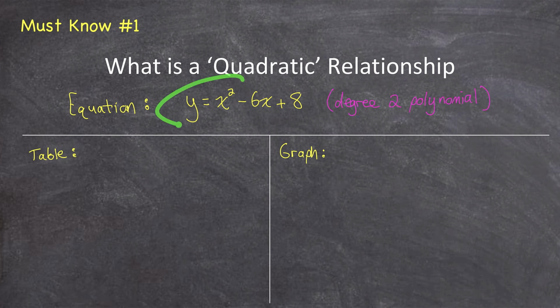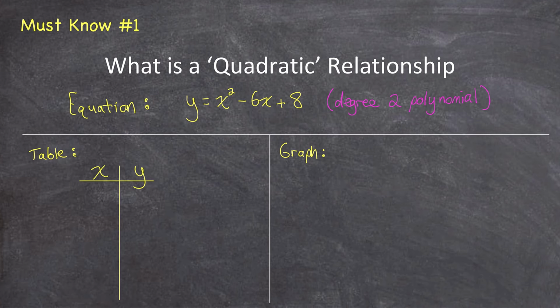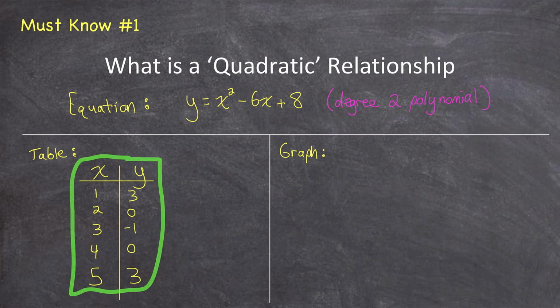Now let me show you a table of values for this quadratic relationship, and we'll analyze the properties of that table. I'll choose some x values, and now I'll calculate y by taking each of these x values, subbing them in for x into the equation, and getting the value for y. From this table, you should be able to tell that the relationship between x and y is quadratic.